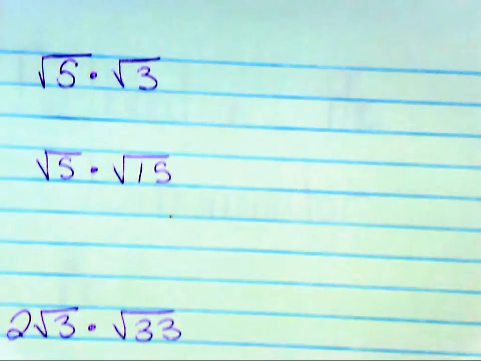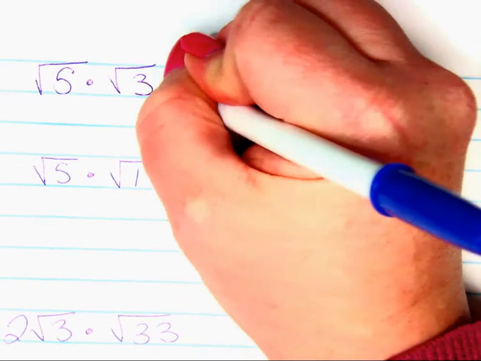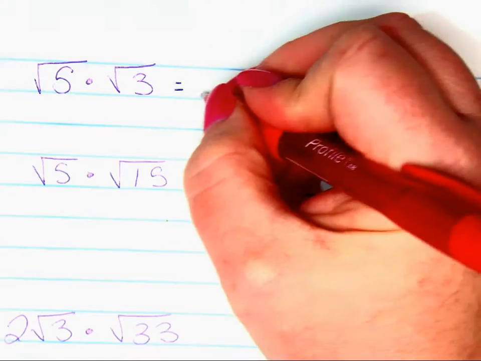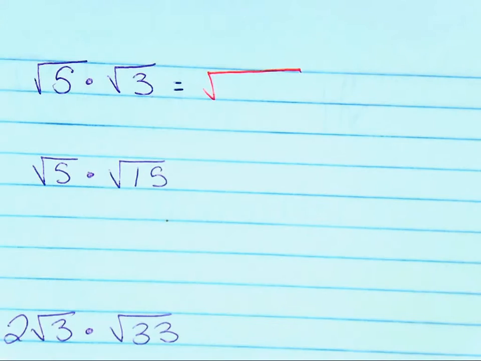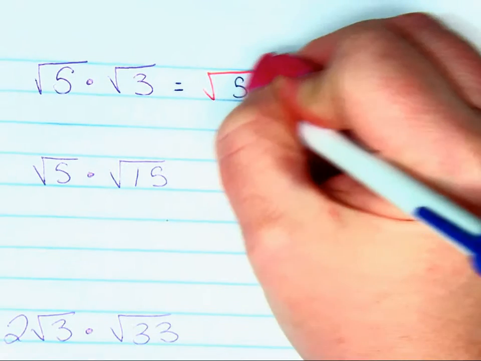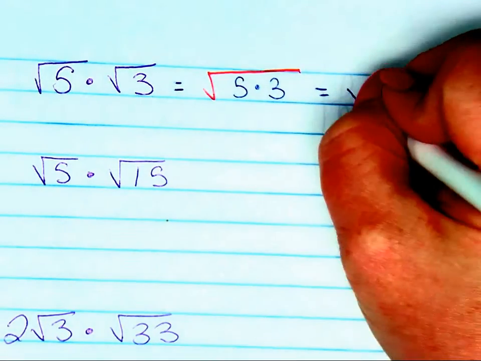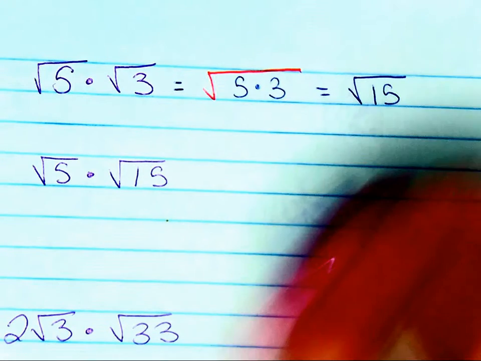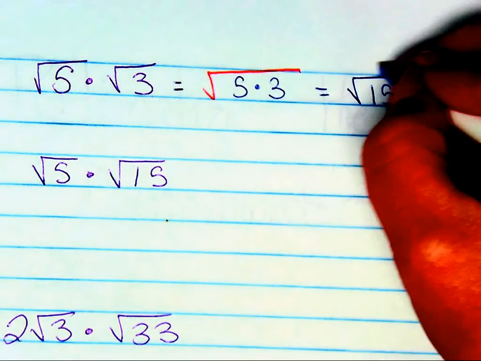Sometimes we are asked to multiply. In that case, what we do is we rewrite the radical. Instead of 2 radicals, we rewrite it under 1 radical, and this becomes 5 times 3. Well, 5 times 3 is 15, and I cannot simplify that anymore, so my answer is simply the square root of 15.